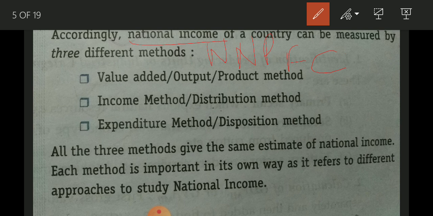There are three ways. First is the value added method, known as the production method. Second is the income method, also known as the distribution method. And third is the expenditure method. The most important point is that all three methods give you the same amount. Whichever method you use, it gives the same estimation of national income. In this video I am going to start with the income method.